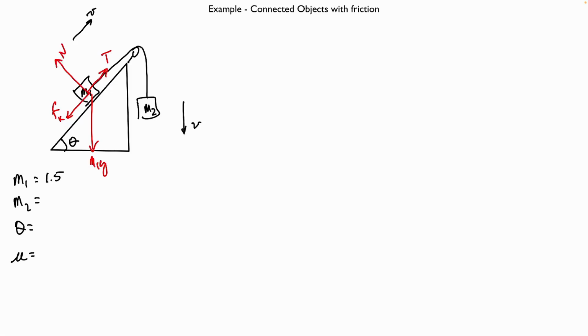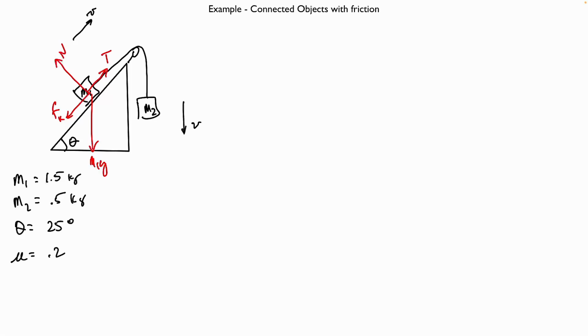Let's say 1.5 kilograms, 0.5 kilograms, an angle of 25 degrees, and a mu of 0.2. What's mu again? Coefficient of friction, right?